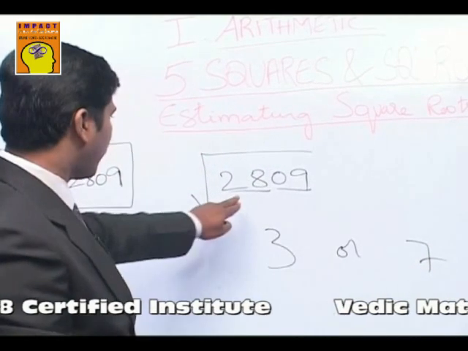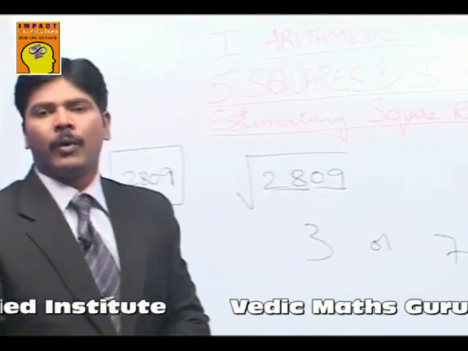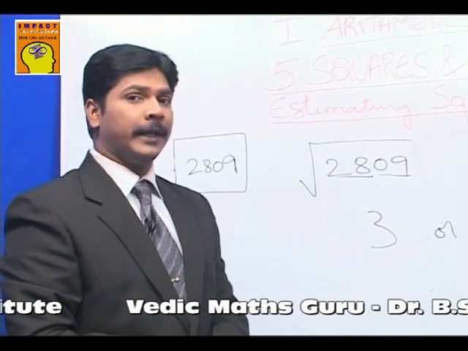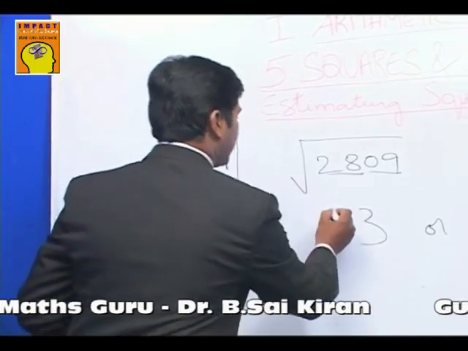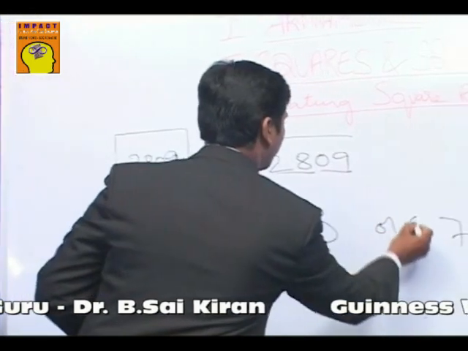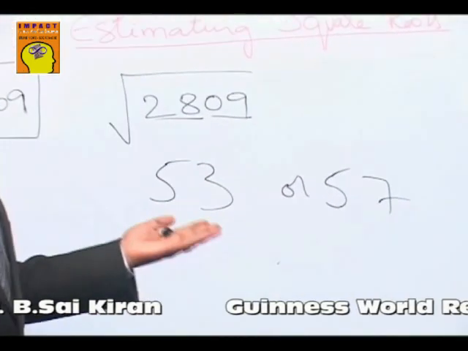Now come to the extreme left underline. That's 28. Now what is the square root of 28? It's 5. I think you already know that. So that's one of these answers, 53 or 57. Now how do you check whether it is 53 or 57?